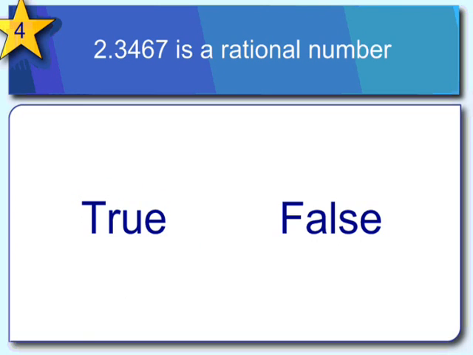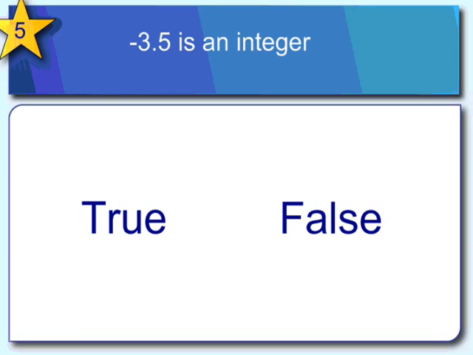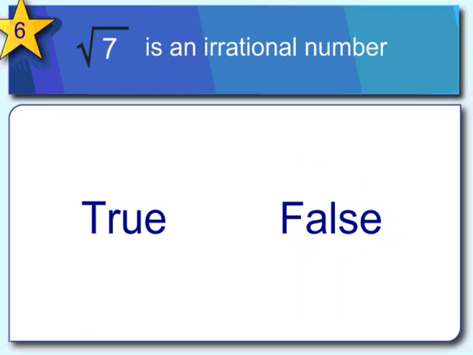2.3467 is a rational number, true or false? Well, the answer there would be true, because the decimal terminates, it ends, and any decimal that ends is a rational number. -3.5 is an integer, true or false? The answer there is false, because it's a decimal. It's not a whole number. Integers are whole numbers.